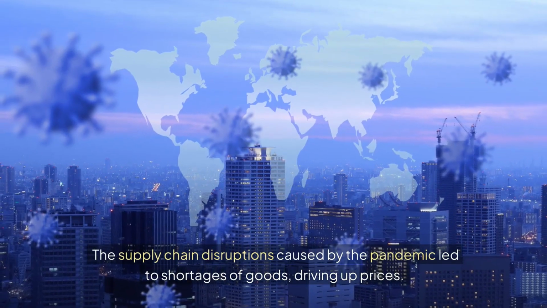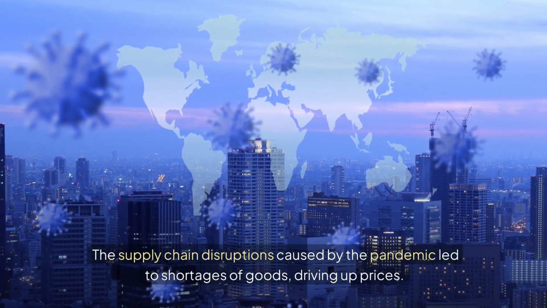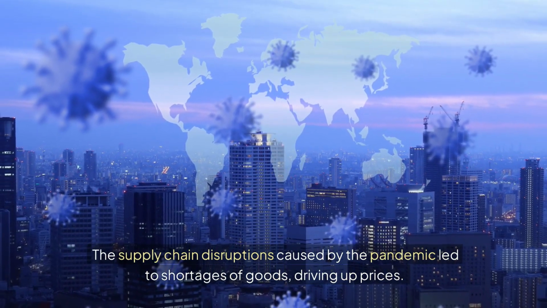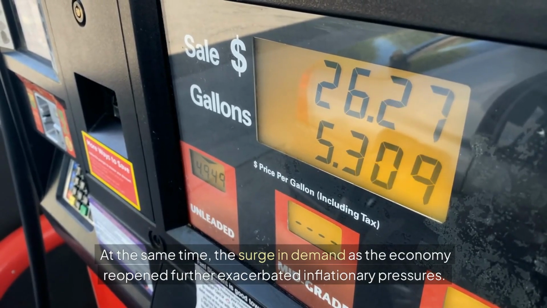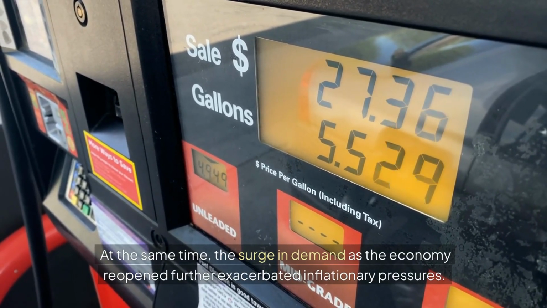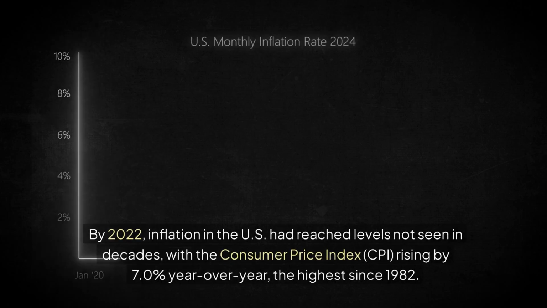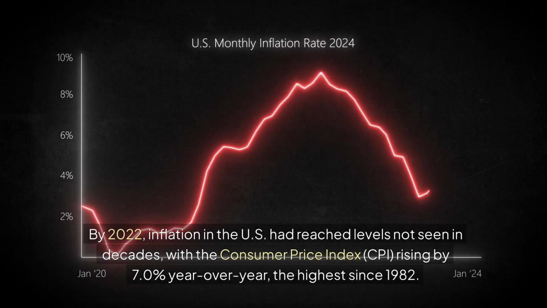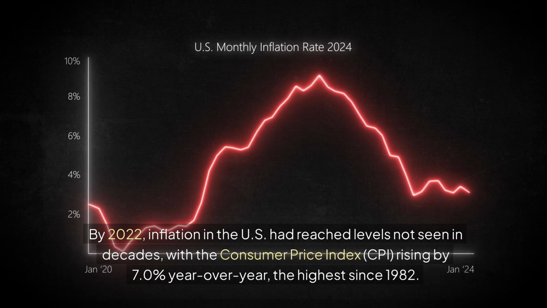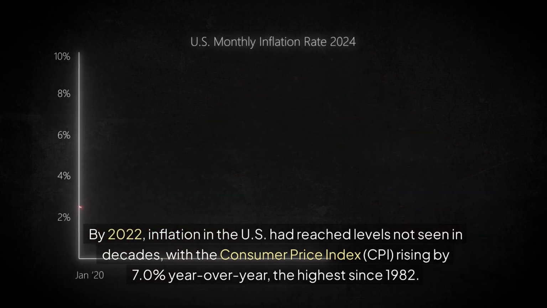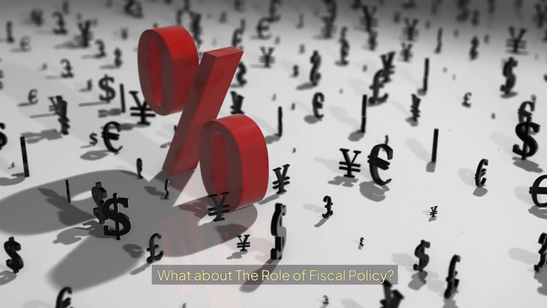The supply chain disruptions caused by the pandemic led to shortages of goods, driving up prices. At the same time, the surge in demand as the economy reopened further exacerbated inflationary pressures. By 2022, inflation in the US had reached levels not seen in decades, with the Consumer Price Index, CPI, rising by 7.0% year-over-year, the highest since 1982. What about the role of fiscal policy?